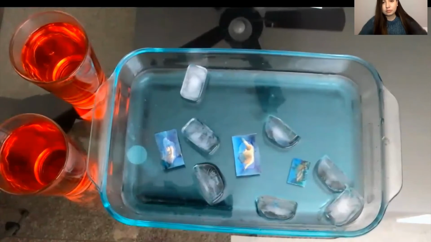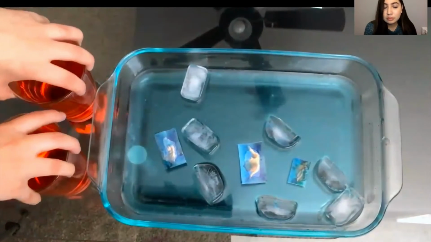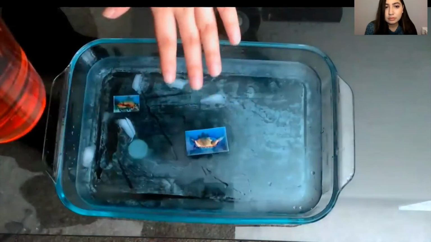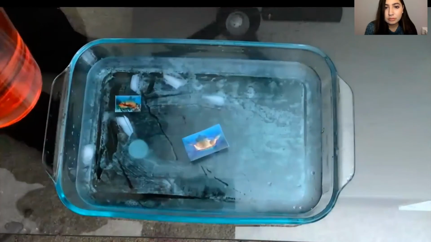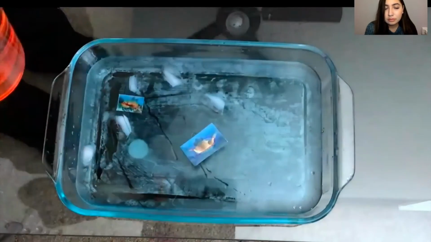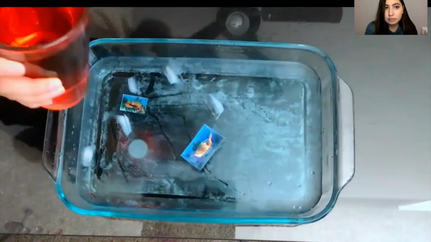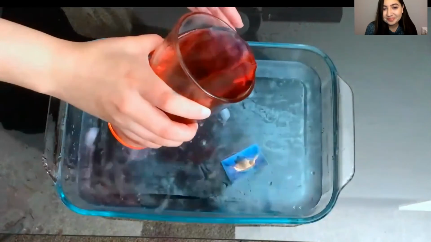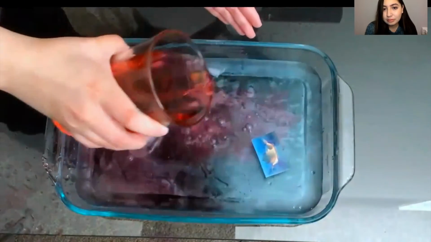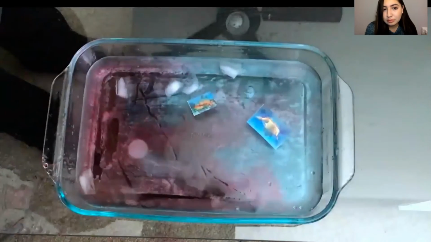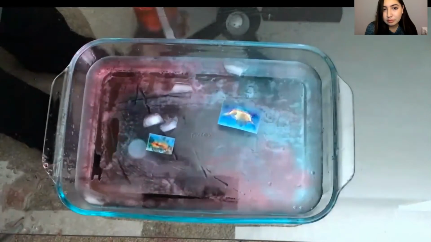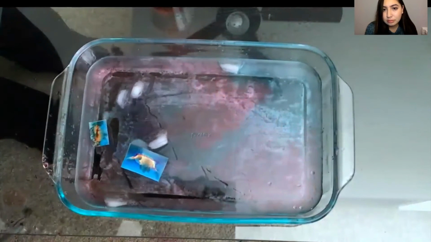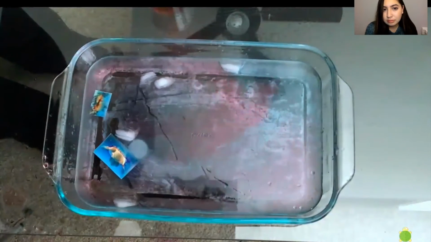So I'm going to go ahead and take some hot water. This is hot water here. What I'm going to do is take my hot water, which is red, and move it into my tub of cold water. And we can see that it's very cold now because the ice has begun to melt. So we're going to go ahead and pour it in and see what happens. Nice. So go ahead and observe, what do you see that is happening in our model ocean?